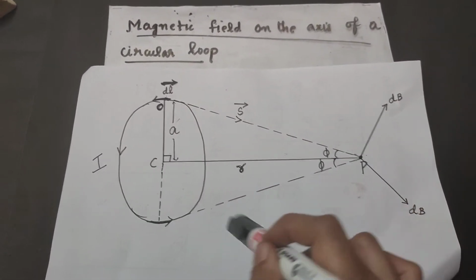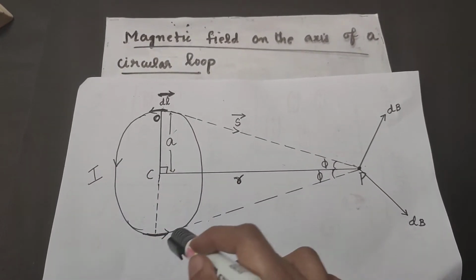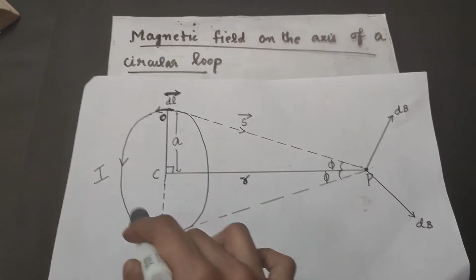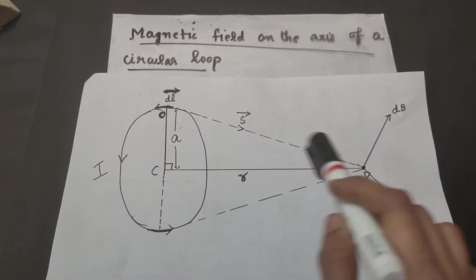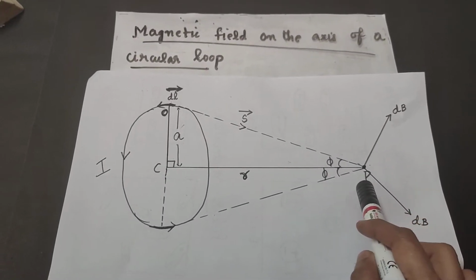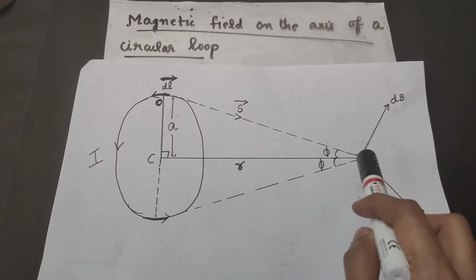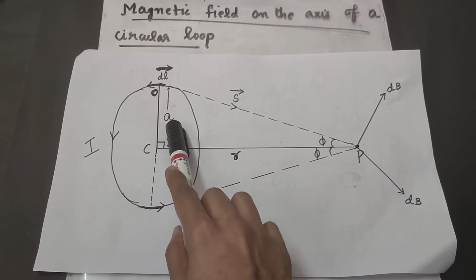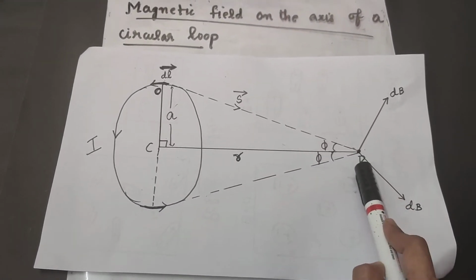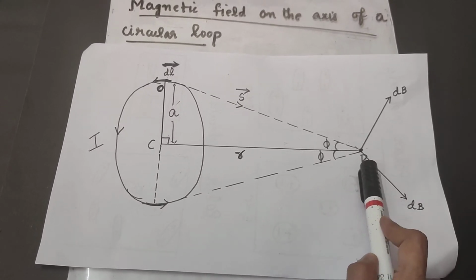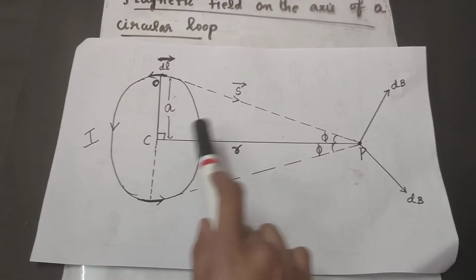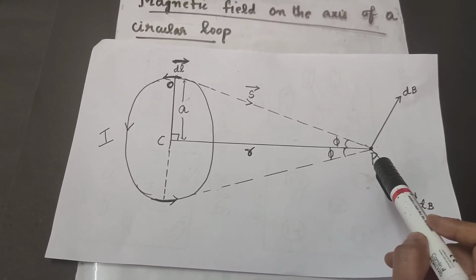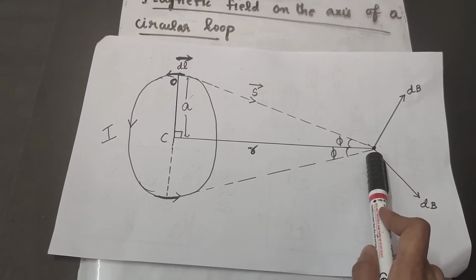This is our figure. In this figure, you can see a circular loop of radius A which carries a current I. Current I is flowing through the circular loop. And you can see a point P which is on the axis of the circular loop at a distance r from the center. Here A is the radius of the circular loop and we have a point P at a distance r from the center, and the point P lies on the axis of the circular loop, and we are going to find the magnetic field at the point P.